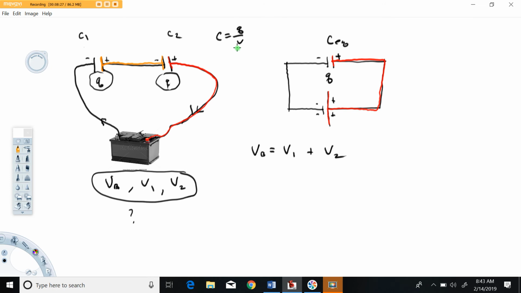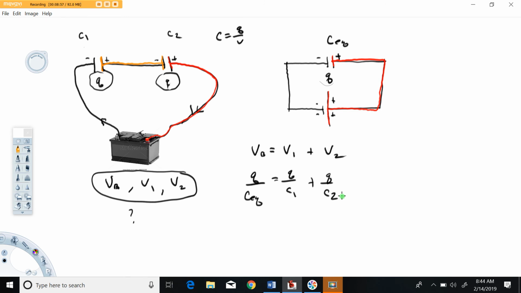So, just from the definition of capacitance, it's pretty easy to see that voltage can be written charge over capacitance. So this voltage can be written, looking at this picture, this charge over this capacitance, C equivalent here, because the voltage across the battery is the voltage across our equivalent capacitance. And similarly here we got that voltage 1 can be written Q over C1 and voltage 2 can be written Q over C2.